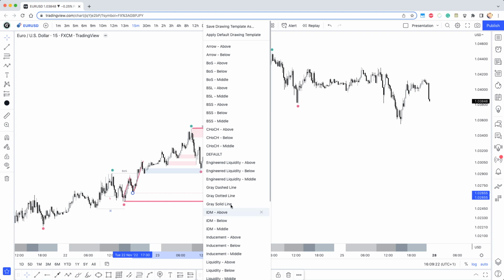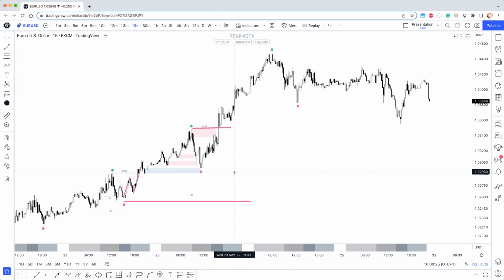So let me do that very quick. Okay, now what happened after, let me just do it like that, okay? And now price came back, something like this, and then something like that, right? So if you look at it structure wise, where would be your inducement? Well, let me show it to you guys. Your inducement would be here.